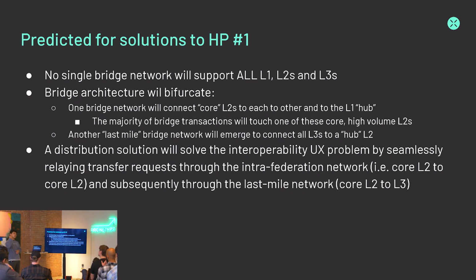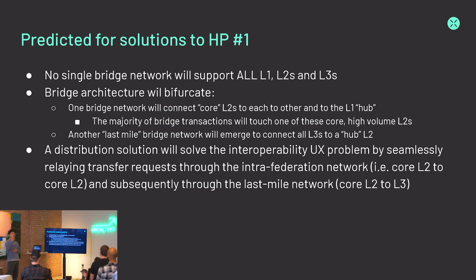So imagine Arbitrum, Optimism, Polygon, where all the liquidity is today, and there's going to be a few winners in this space that are able to connect all of these hub L2s. I think that there's going to be another bridge network that rises up in parallel. I'm going to call it the last mile bridge network. This is getting from L2 to L3.